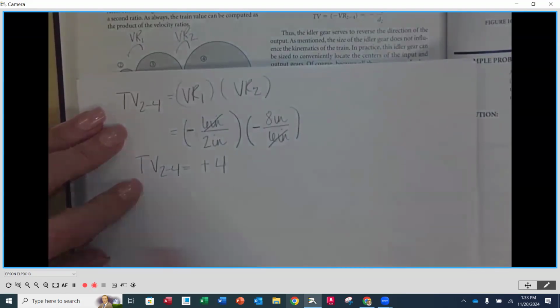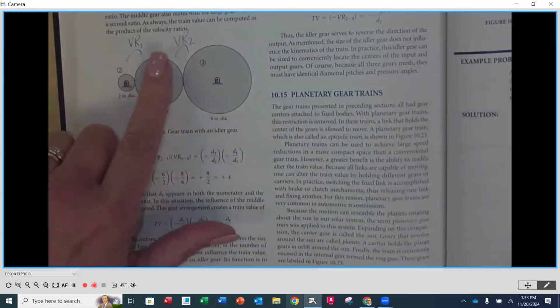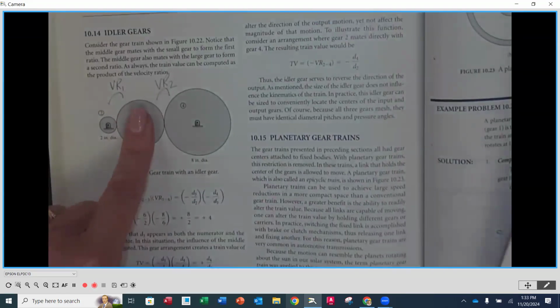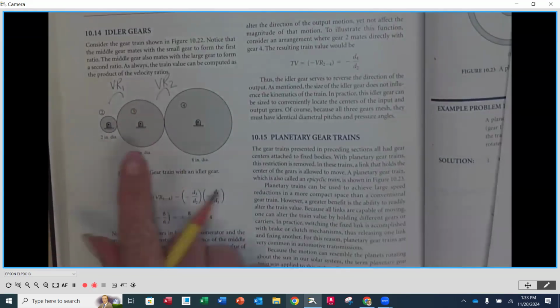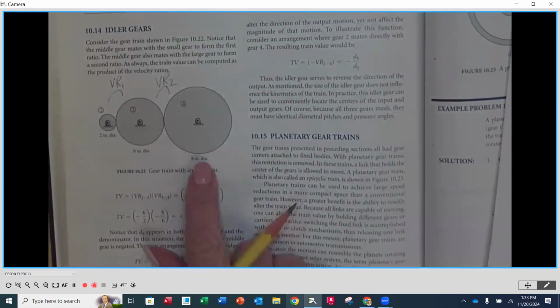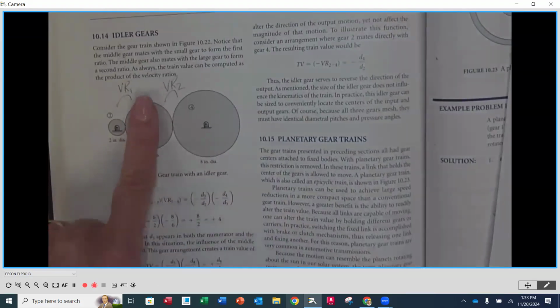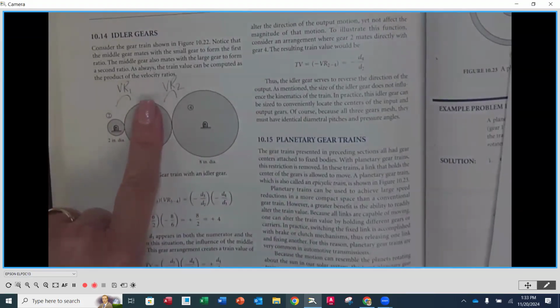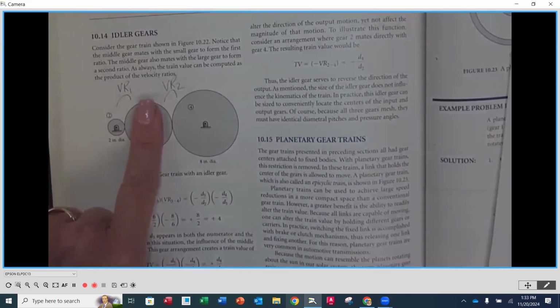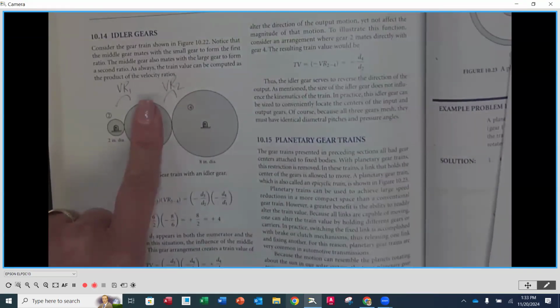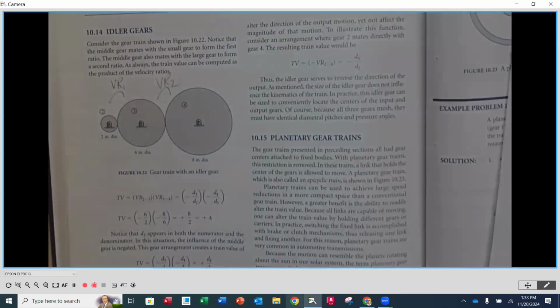Okay, so if I wanted to, let's say I didn't need that idler. Let's say I would go directly from my 2 to my 4. It would be 8 divided by 2. So I can take this idler out of the middle and my reduction, my train value will remain exactly the same. The only thing that an idler does is change the direction because for some reason they want these to go in the same direction. Does that make sense to everybody? So that's the only reason that we add an idler.